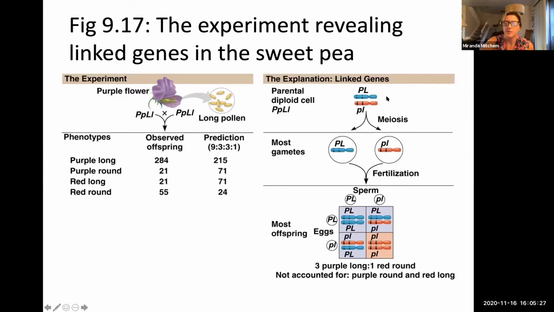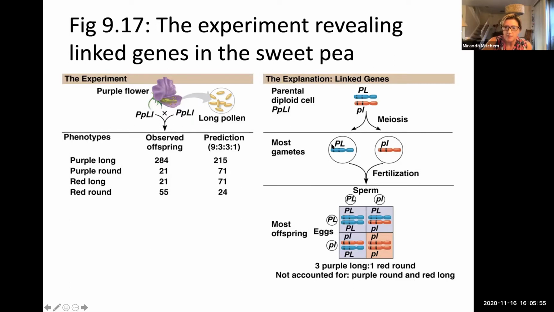And so here's the explanation. So we've got two locuses on the same chromosome. So we've got the P locus and the L locus. P is for color, L is for length of the pollen. So crossing the parentals would be the homozygous dominant crossed with the homozygous recessive. And then we end up with our gametes as follows. And then we mate the gametes.